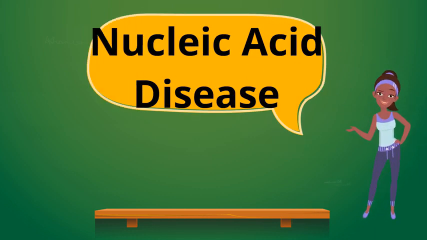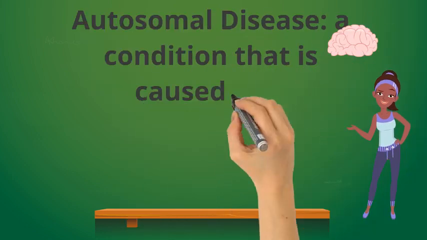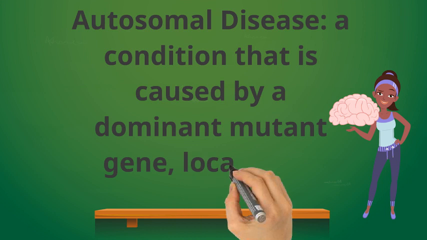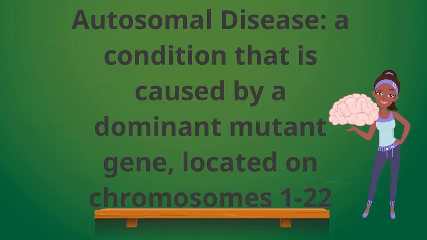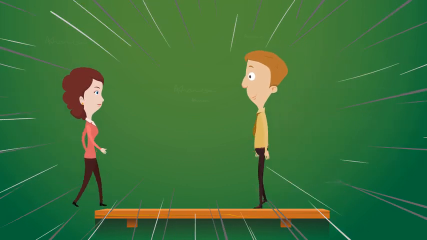Huntington's disease is a nucleic acid disease. It's an autosomal genetic disorder that affects the nervous system, usually the brain. The mutation in Huntington's disease is the excessive amount of repeated portions of DNA known as the GAC repeat.